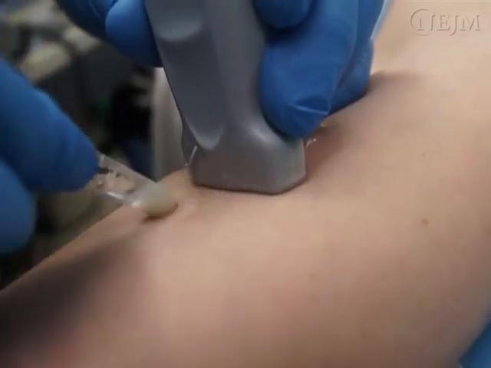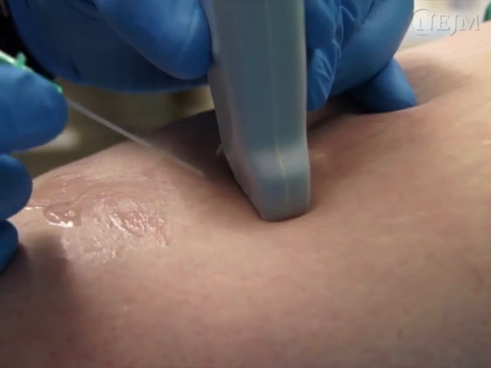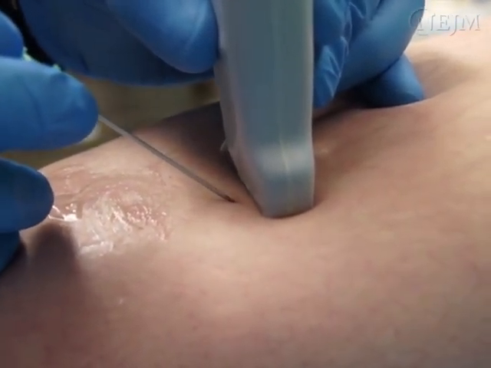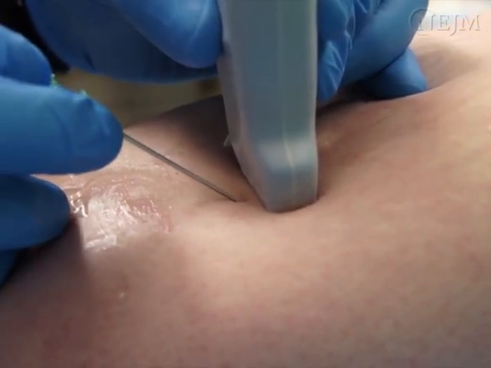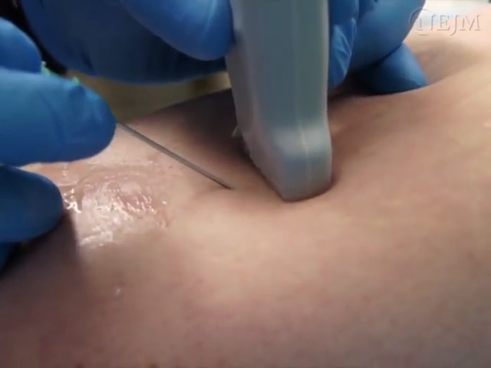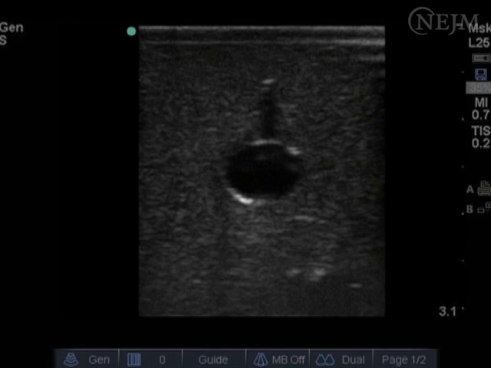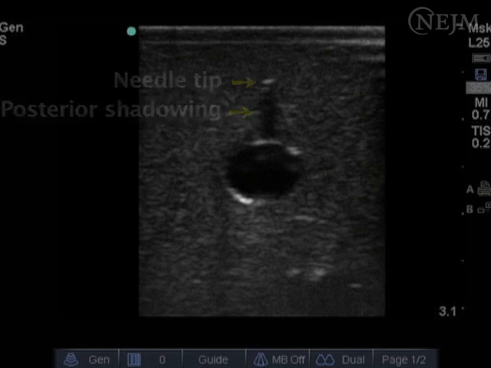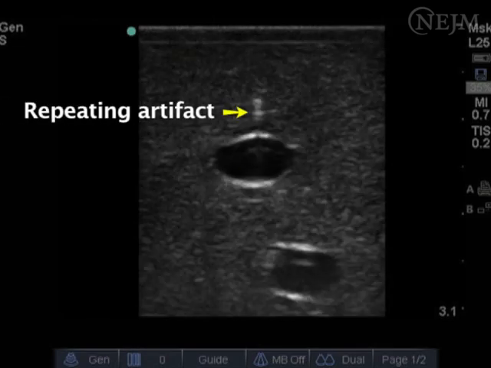Clean the skin with an antiseptic swab. Insert the needle through the skin at an angle of about 45 degrees and adjust the trajectory as needed. Advance the needle toward the vein and look for the needle tip to appear on the ultrasound image. The needle tip will appear as a single bright dot with posterior shadowing or a repeating artifact.